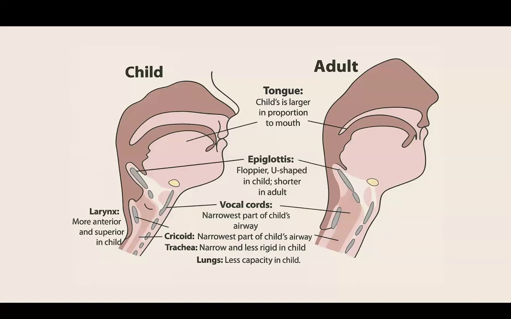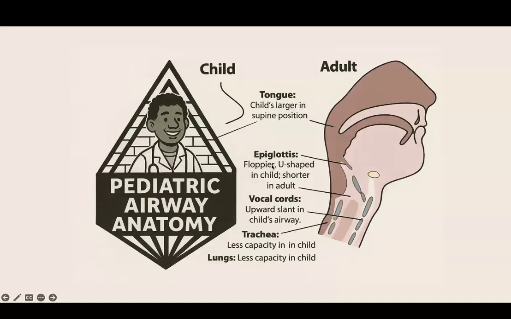In adults, oxygen consumption is 3 to 4 ml per kg. They have 6 to 8. That's what makes it very difficult for them.